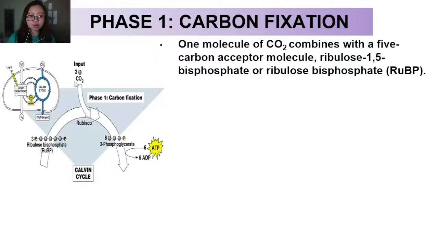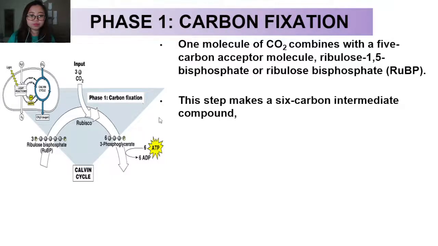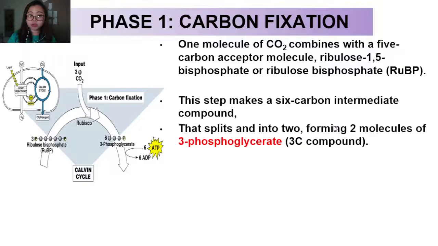Secara ringkasnya, carbon dioxide, 1 molekul, gabung dengan 1 RUBP. Dia akan hasilkan 6-carbon intermediate compound. It's going to create a 6-carbon intermediate compound. But intermediate means it's not going to last very long. It immediately splits and forms 2 molecules of 3-phosphoglycerate, which is a 3-carbon compound. So, bila ini masuk kepada benda yang 5 carbon ini, dia akan membentuk sesuatu yang 6 carbon, tetapi sementara sahaja. Benda yang 6 karbon itu terus terputus dan menjadi 3-phosphoglycerate.